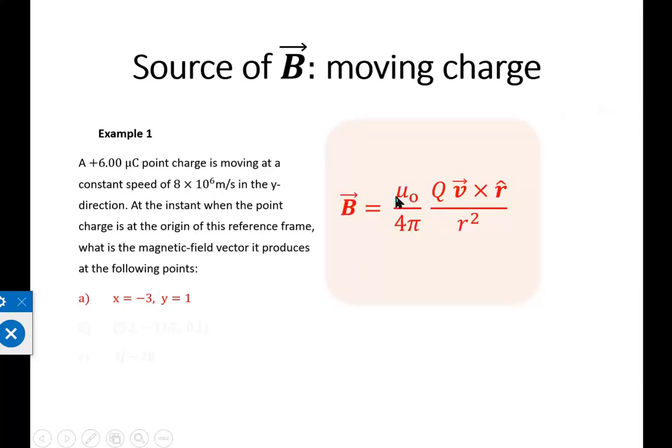Let's go. So this is the equation we are going to use. This is the quantity of charge. This is the velocity. Cross. This is a cross product. We are multiplying two vectors, so it will be the cross product.